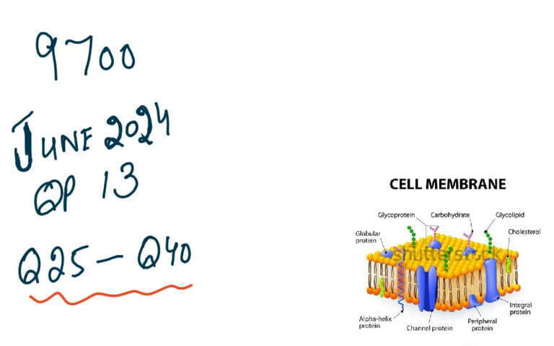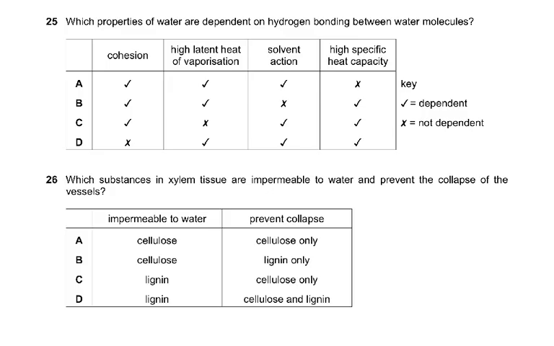Bismillah Rahman Rahim, June 24, question paper 1-3, question 25 to question 40. Question number 25. Which properties of water are dependent on hydrogen bonding between water molecules?